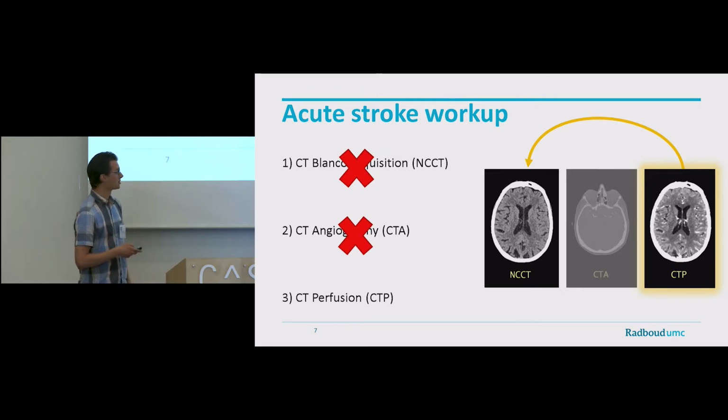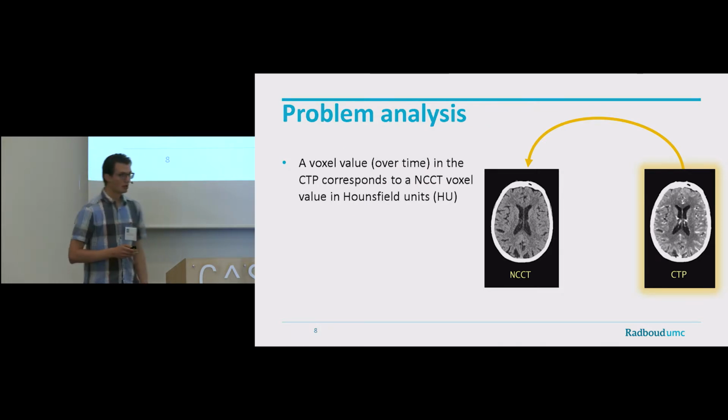So let's dive in. When you take a first glance at this problem and decompose it a bit, you see that a voxel value corresponds directly to a voxel value. Both are within the CT domain, so typically normalized through Hounsfield units.